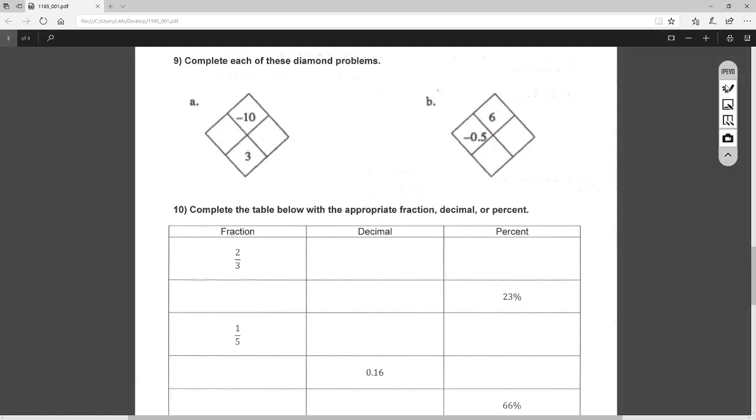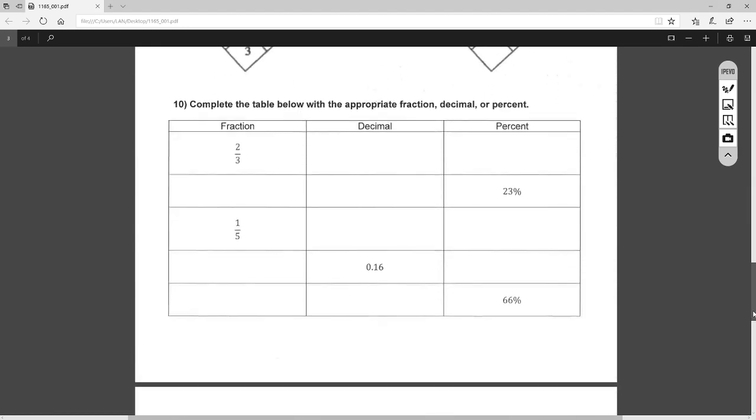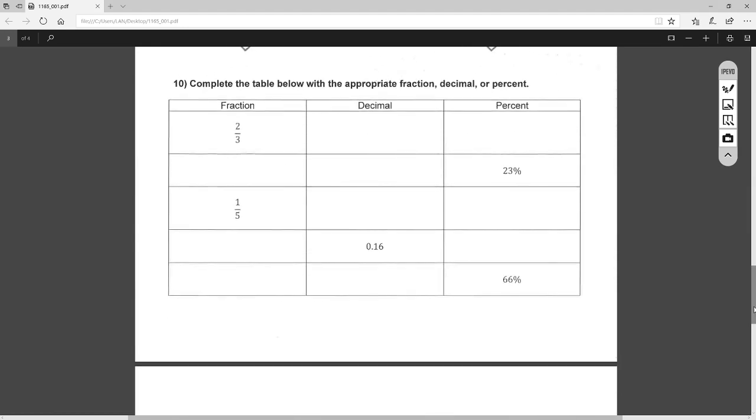All right. Okay, so let's move on to our last section here, which is filling out this table. If you're given a fraction, you need the decimal and the percent. If you're given a decimal, you need the fraction and percent. If you have the percent, you need the decimal and fraction, and so forth. Okay, so looking at the first one, you have 2/3.